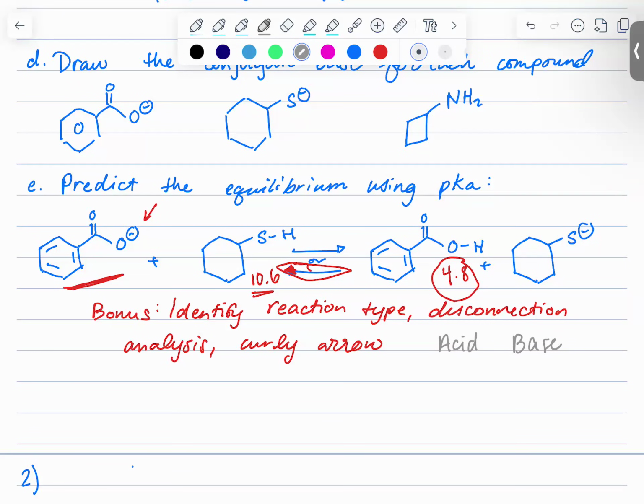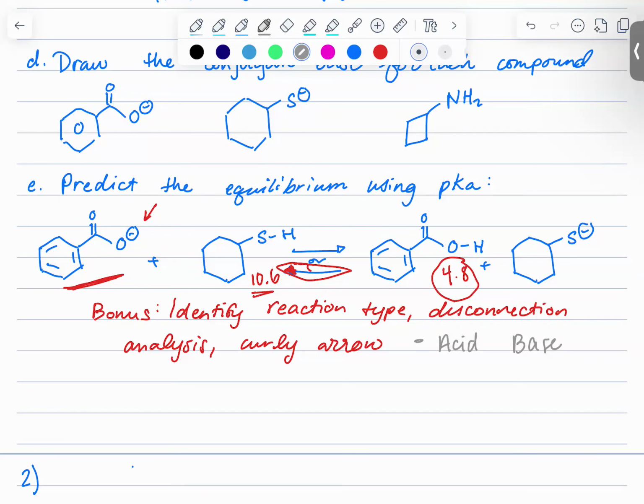Yes. So this is acid base. Before I get into the other parts of the bonus question, do we feel confident on identifying pKa's, identifying acidic protons, and drawing conjugate bases? Thumbs up, middle, down. Okay. So yes, the reaction type is acid base.